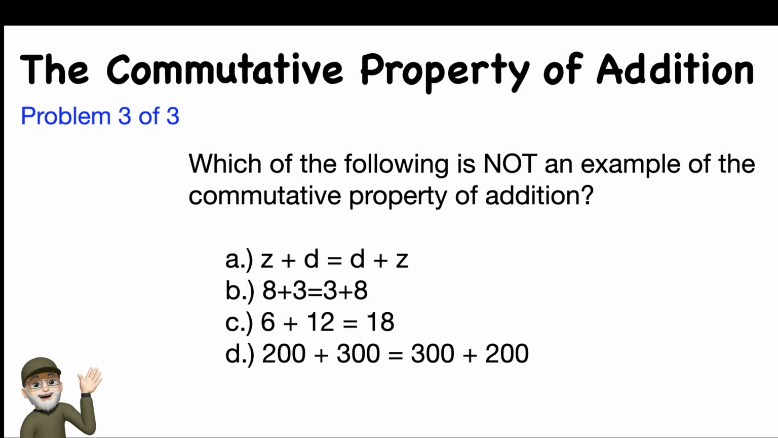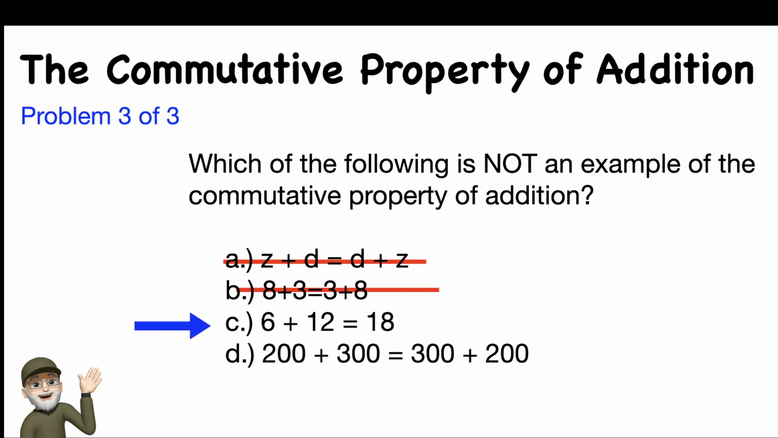Problem 3. Which of the following is not an example of the commutative property of addition? The key word is not. A. Z plus D equals D plus Z. That meets all 3 of the criteria for the commutative property, and we cannot use that because we are looking for something that is not. B. 8 plus 3 equals 3 plus 8. I notice it's squeezed together, but sometimes you'll see problems like that. But that is also the commutative property, and therefore we can't use it for this question.